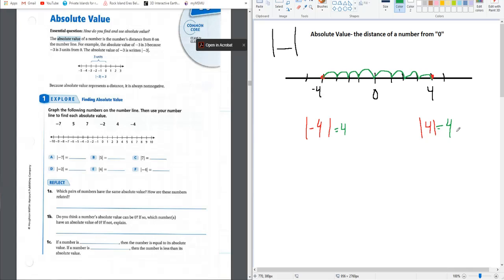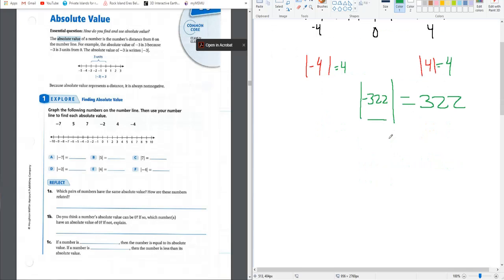There's no such thing as a negative distance. So pretty much all you're going to do if you're really unsure is you take whatever number's on the inside and write the positive version of it. So if it says -322, you just put the positive 322 because it'll always be a positive distance away from 0.